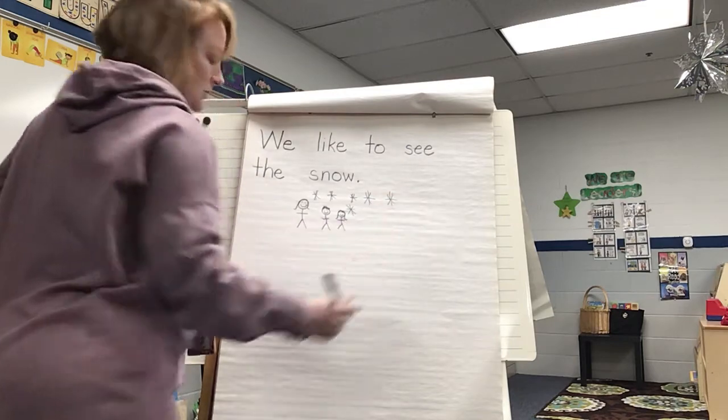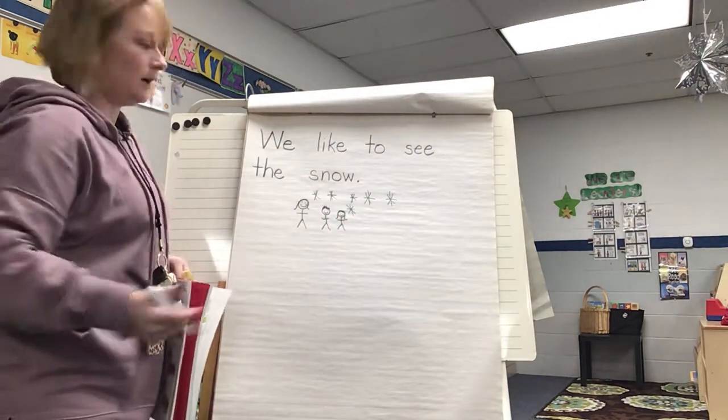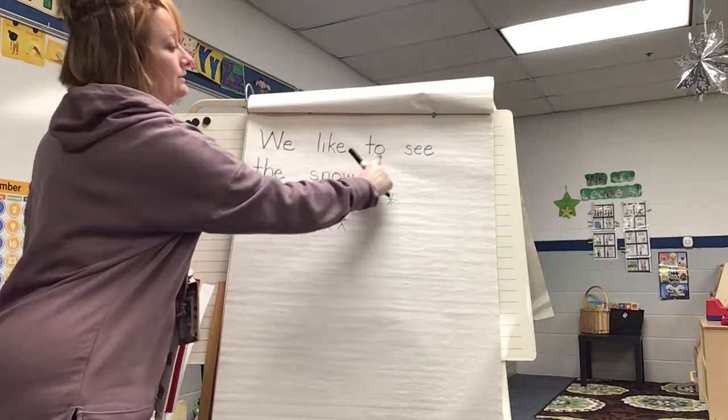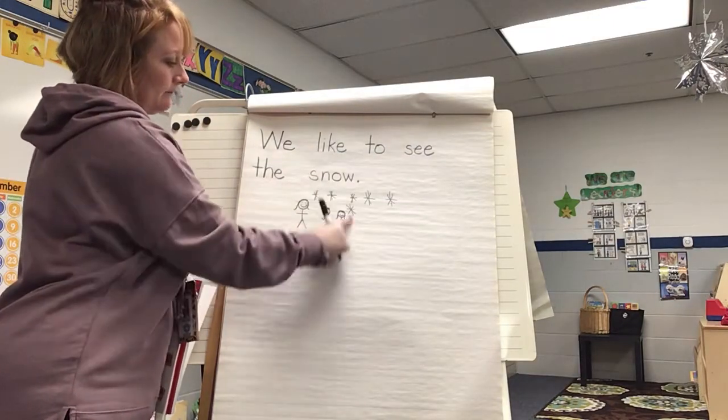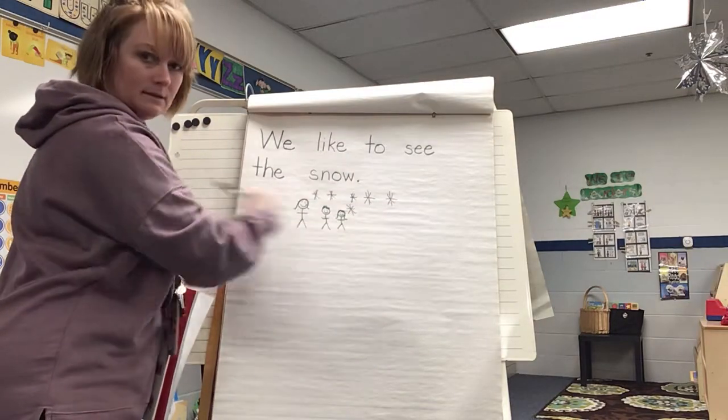All right, so let's make sure my sentence makes sense and that my picture matches my sentence, okay? We like to see the snow. And I've got 3 people, so that's we, right? And we see the snow.